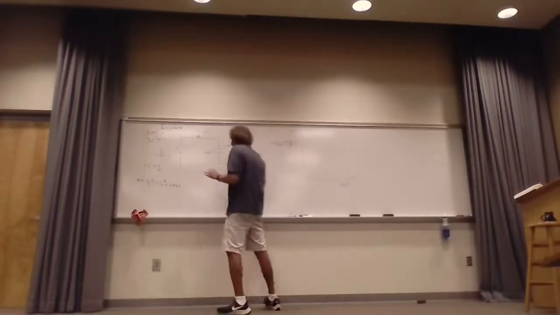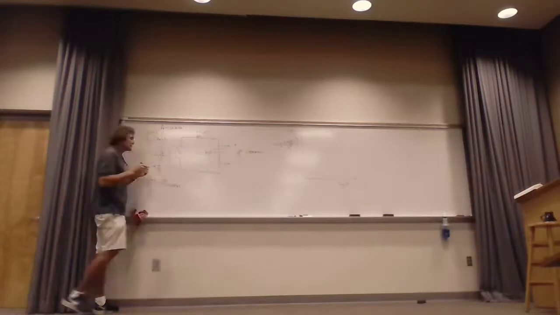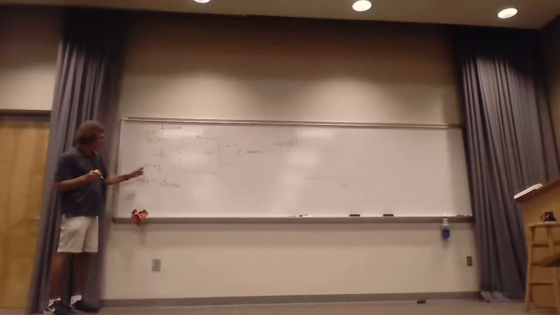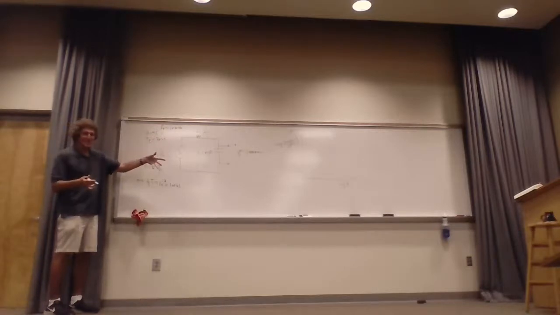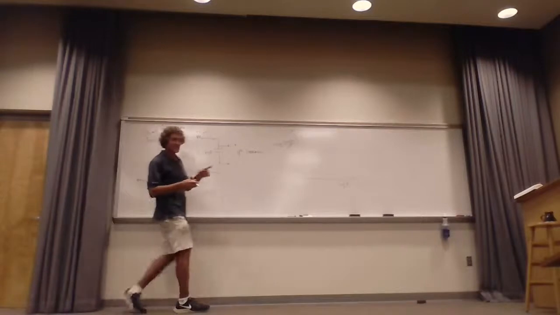Now look at this for a second. This is a nice thing about a duty cycle of 50%. I have 0.5 is tau over capital T, right? Tau over T, pardon. Do I need to write this bigger?